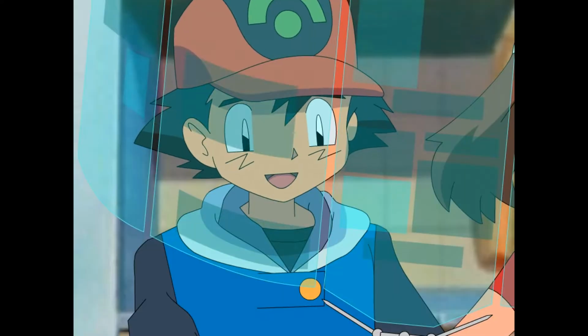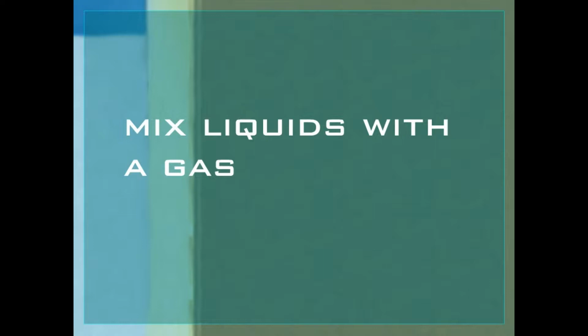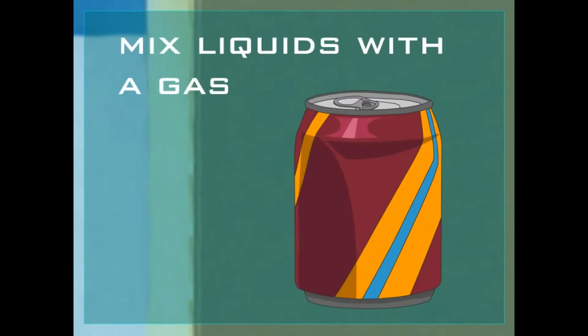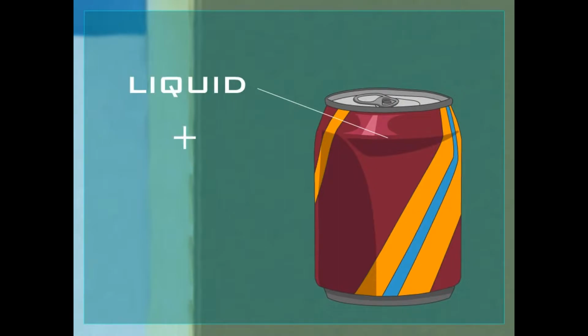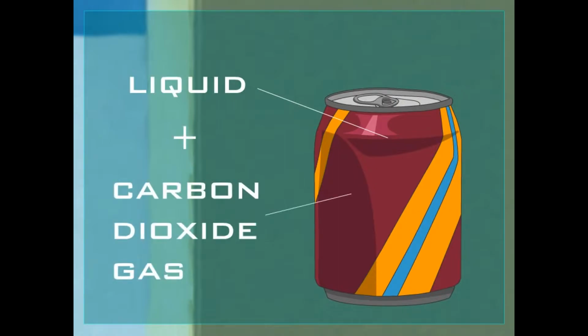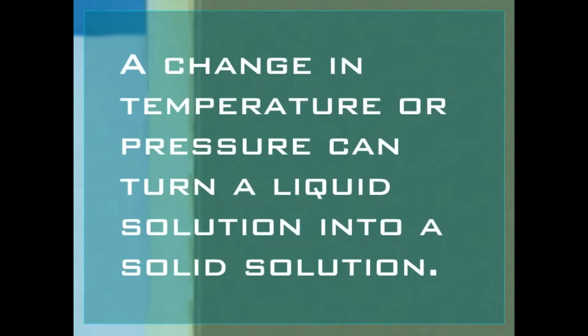Can you make a solution out of anything? You can try. You can mix liquids with a gas. Soda's a good example of that. The liquid of the soda is mixed with the gas carbon dioxide, which gives the soda its fizz. There are solid solutions, but they usually start out as a mixture of liquids, or a mixture of a solid in a liquid. A change in temperature or pressure can turn a liquid solution into a solid solution.